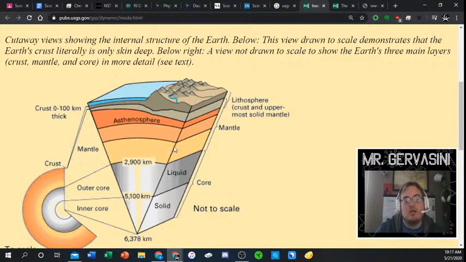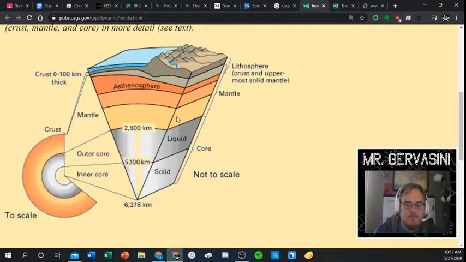So this right here is giving me a little bit of information. The asthenosphere is the layer that is in direct contact with the crust in the mantle. We're not really going to get into that right now. The lithosphere is, again, the upper part of the mantle and the crust. But right here, the core. The inner core starts at 5,100 kilometers down.